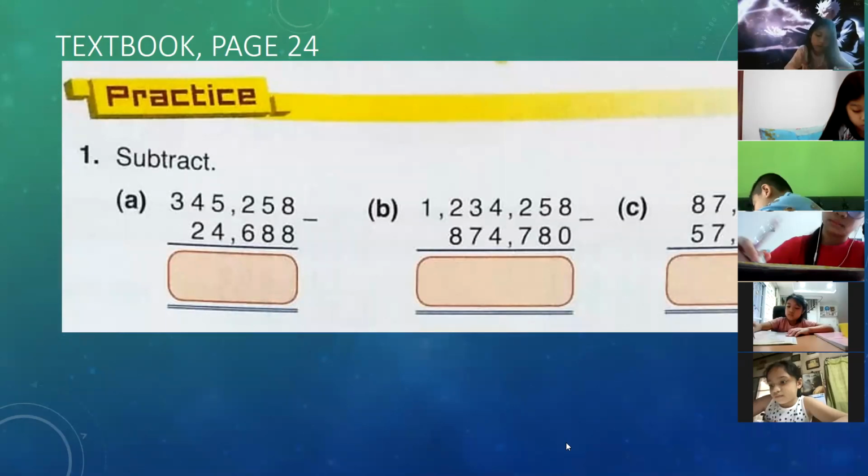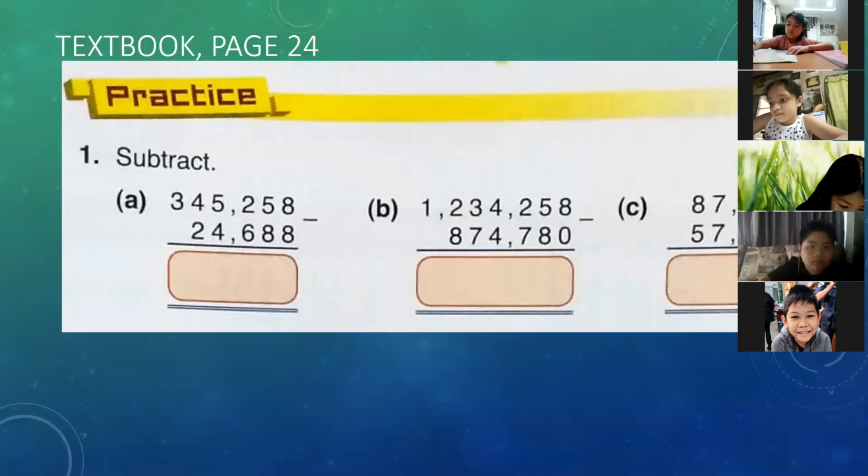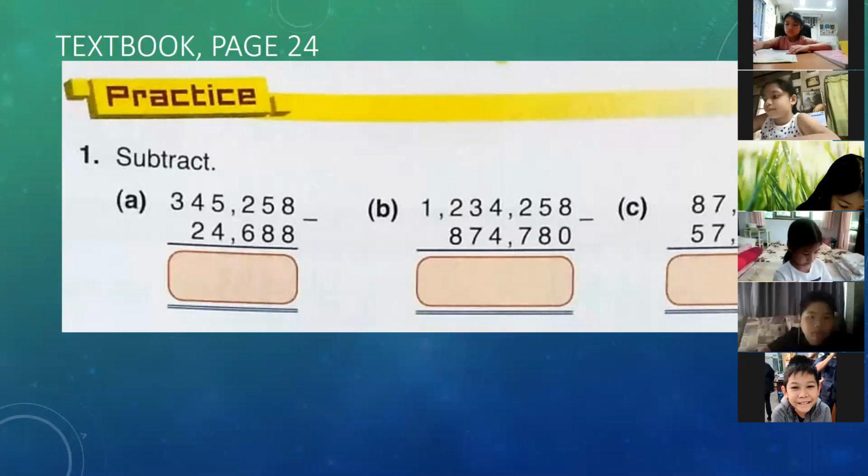Should do D and E. Yes. All the items on page 24. I wrote the numbers in the book. D and E. Fill in the blanks.